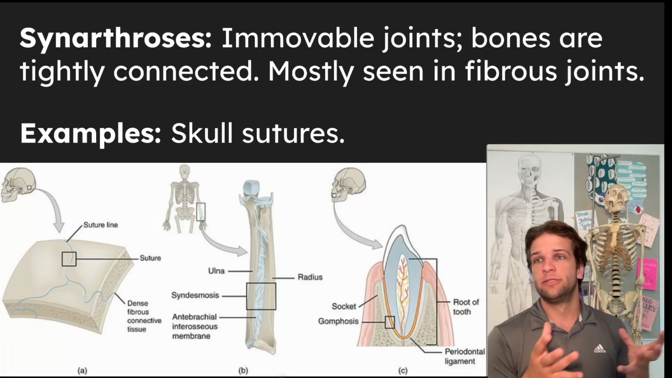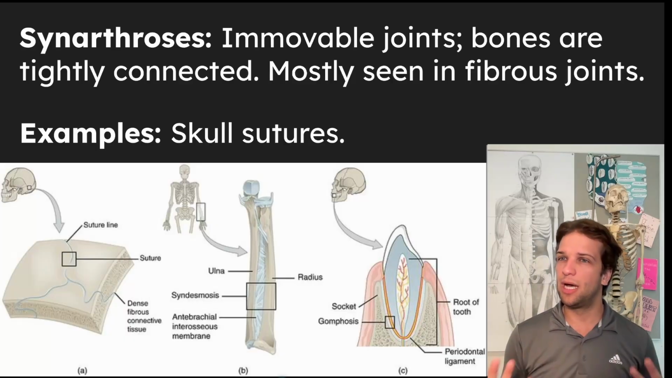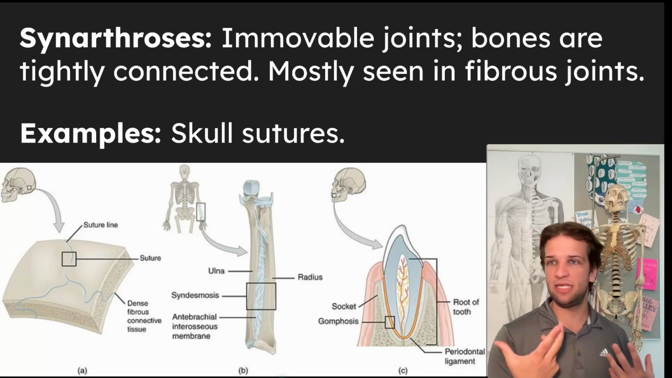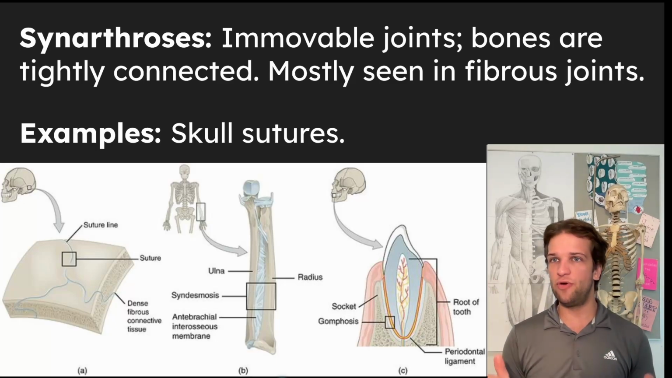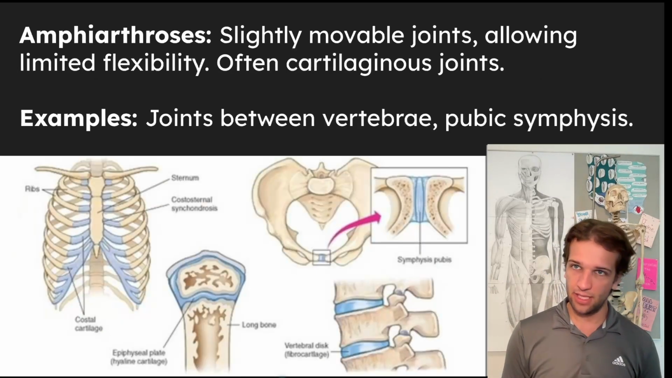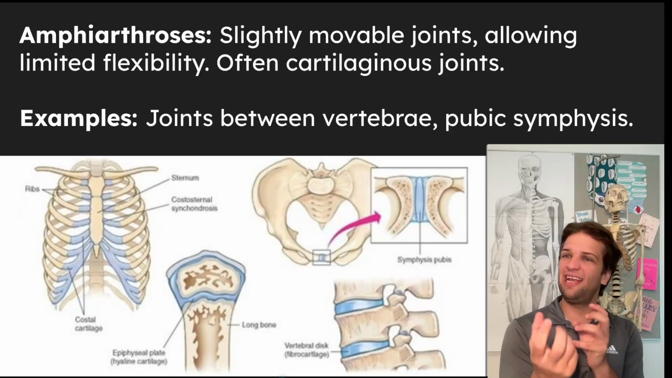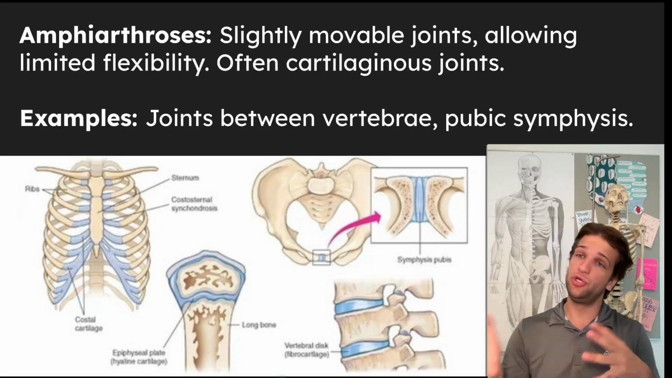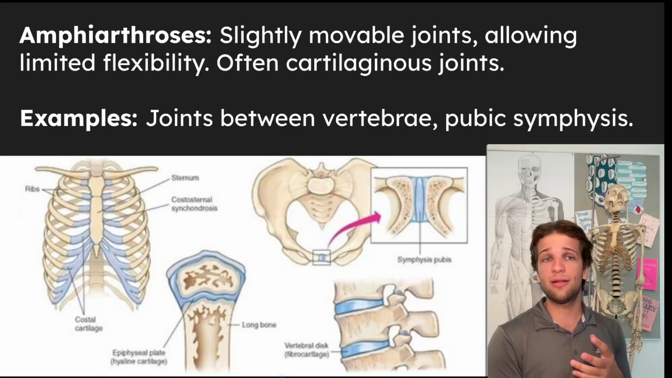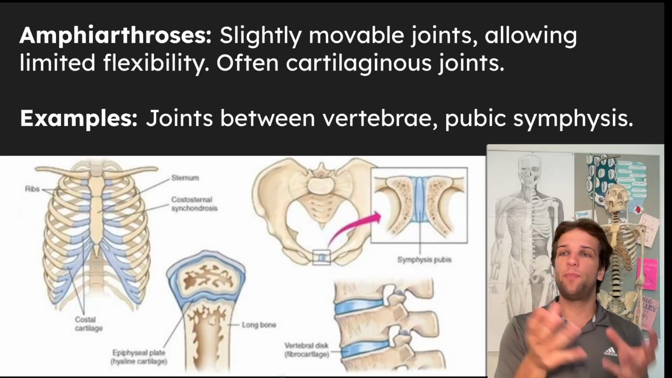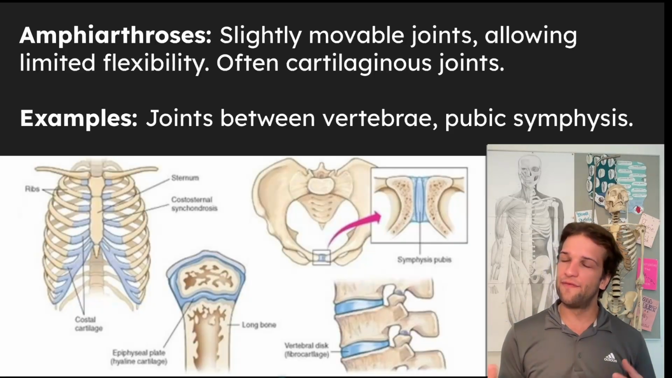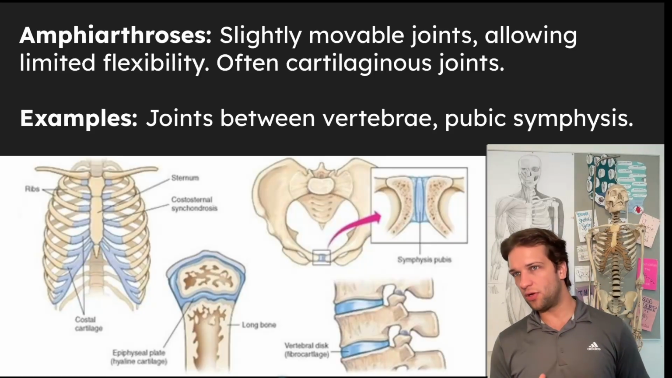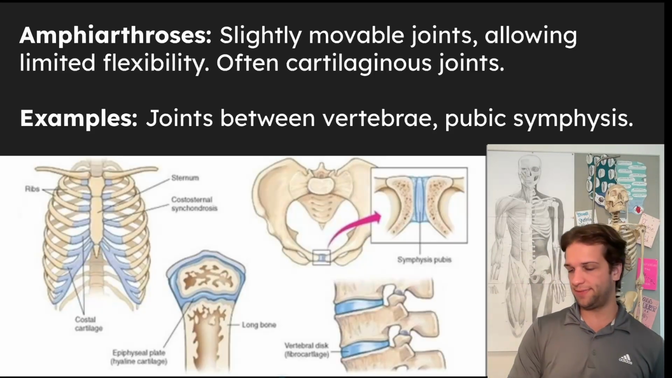They are usually connected by fibrous tissue, and these are non-movable, right? That's the idea. Skull sutures, the teeth, they don't move. Because they don't move, they're synarthroses. Amphiarthrosis are kind of moving. They're a little bit here, a little bit here, right? Slightly movable. Usually these will be made out of cartilage. It's not always, but because they have a little bit of flex, a little bit of give, and cartilage is what allows that, these are classified as amphiarthrosis or slightly movable joints.